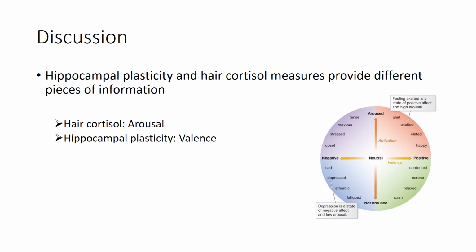In addition, we found that hippocampal plasticity and hair cortisol measures provided different pieces of information, supporting the notion that cortisol measures assess changes in arousal level, while hippocampal plasticity measures assess changes in the valence of the affective state.